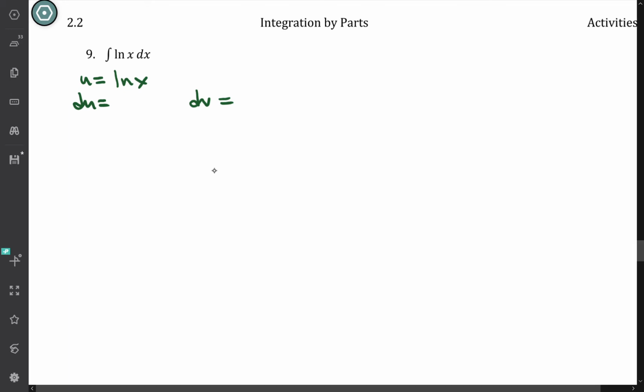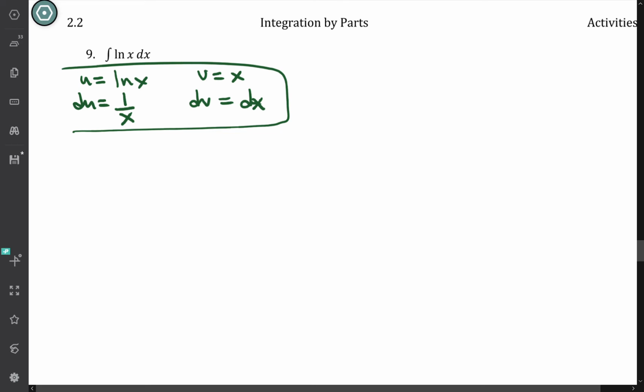So this is going to be our split. The derivative of natural log x is 1 over x. The antiderivative of a dx is an x. So we get, what do we get? We get u times v, x natural log x, minus the integral of v du. Ooh, and I was bad. I didn't write my dx on that.